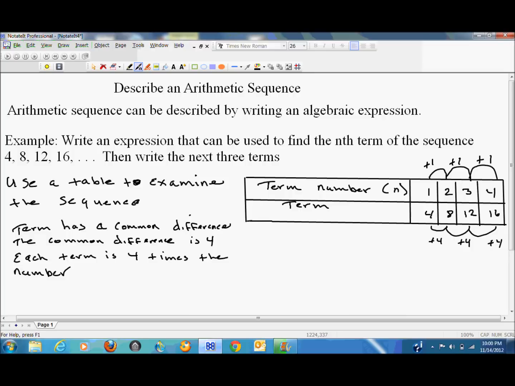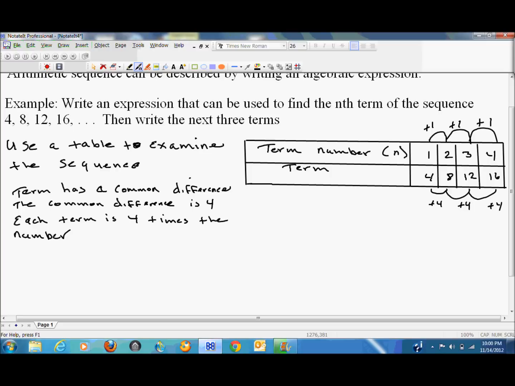Since we know this little bit of information, we can say that an expression that can be used to find the nth term, that means any term, is 4n, which simply means 4 times n. So now instead of adding to find the next 3 terms, we will just substitute those term numbers in for n.